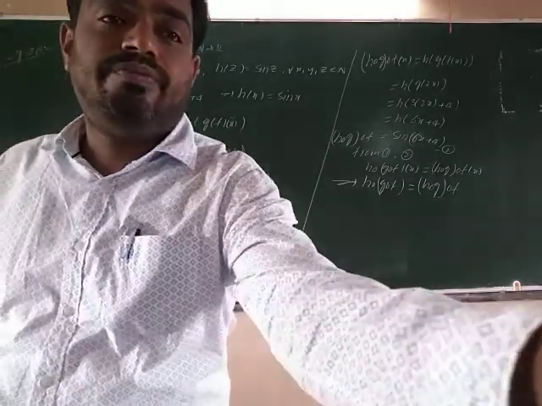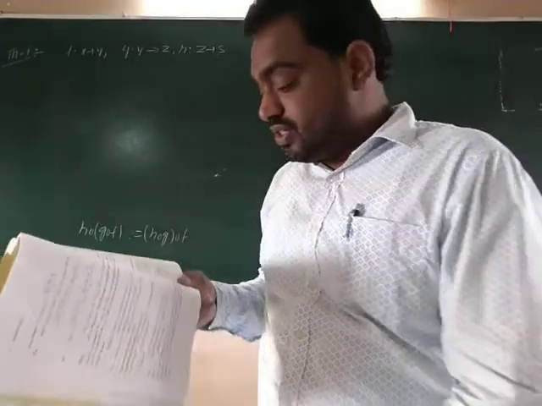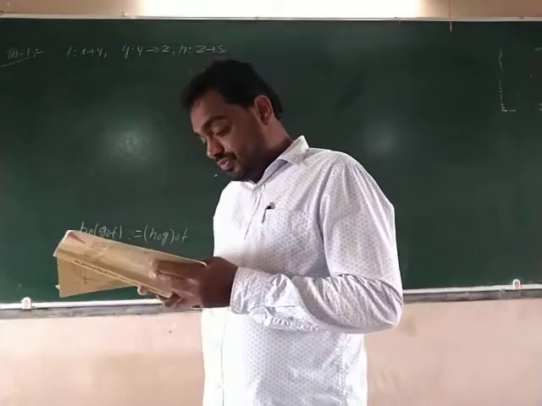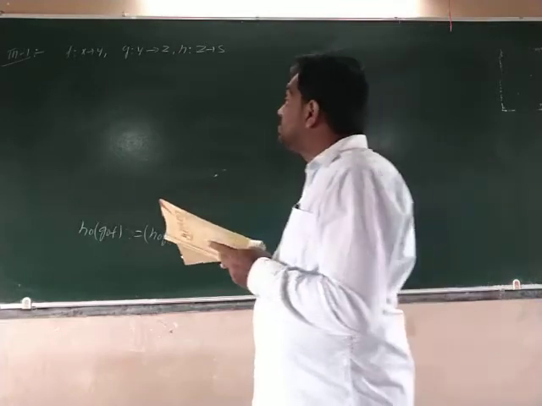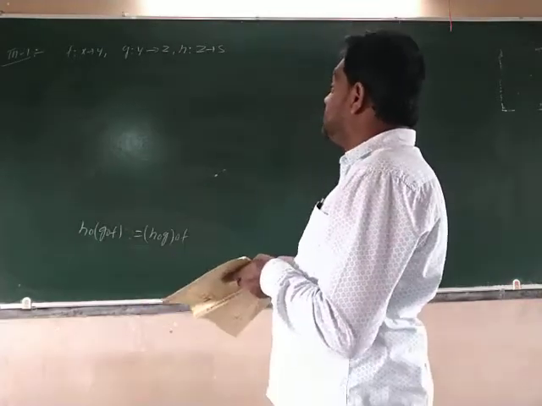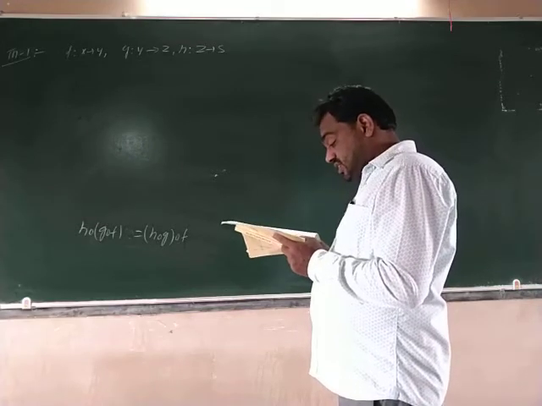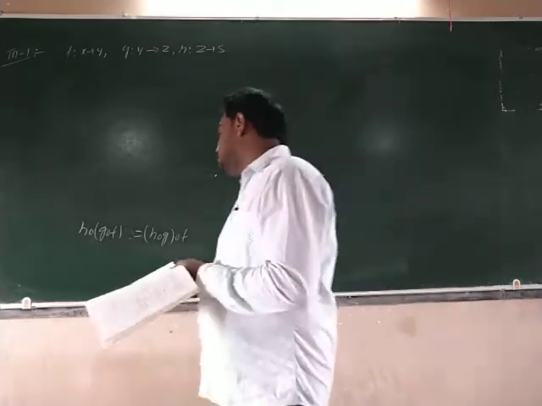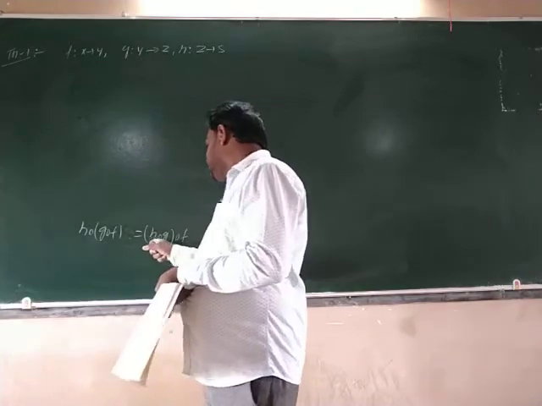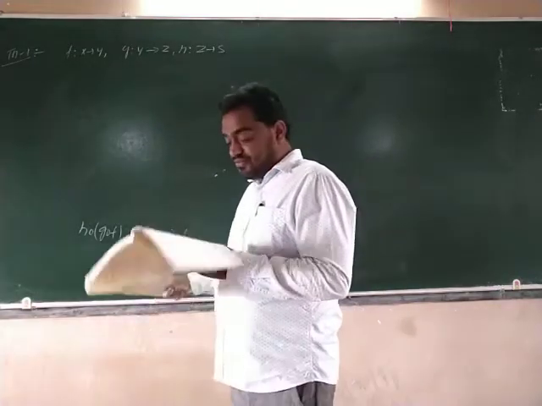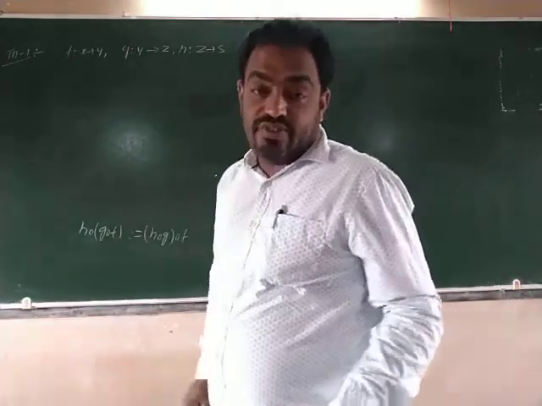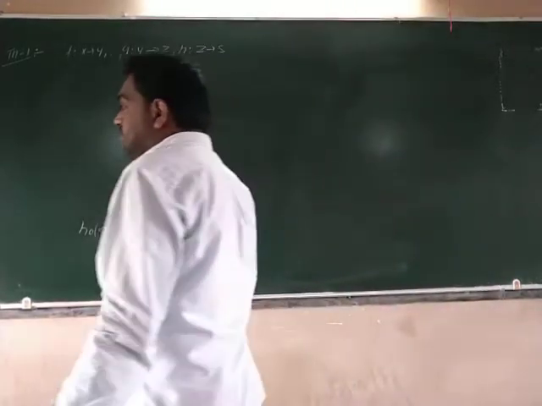Next, theorem number 1. F is mapping from X to Y, g is mapping from Y to Z, h is mapping from Z to S. Are functions. Then h circle of g circle f is equal to h circle g circle f. This one we are putting here, you see. Very simple one.